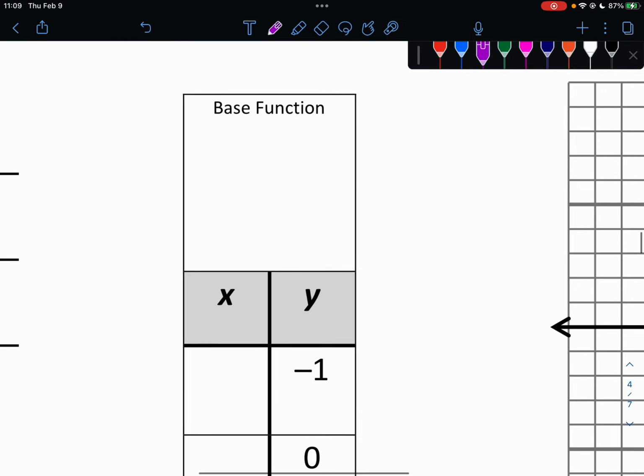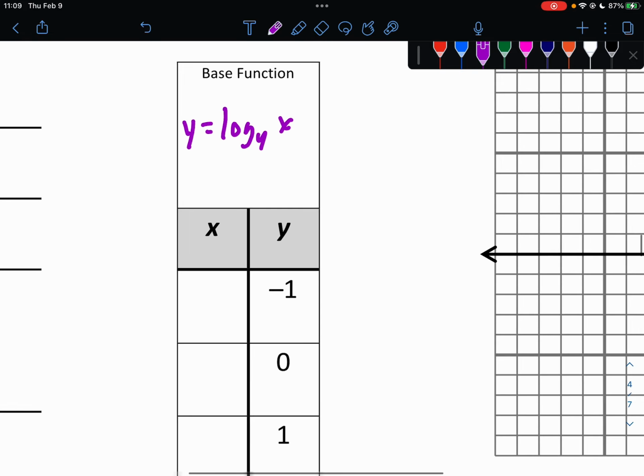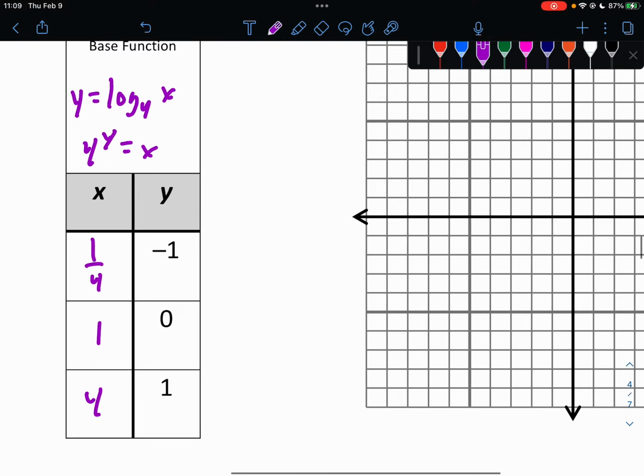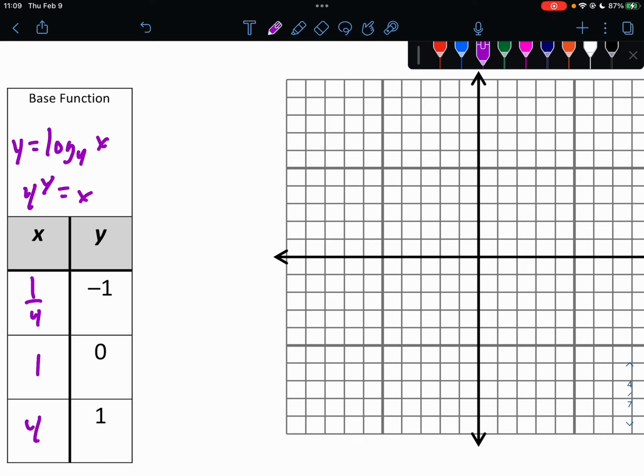Let's start with our base function. Our base function is y equals log base 4 of x. So that would be the same as writing 4 to the y equals x. So 4 to the negative 1, 4 to the 0, 4 to the 1. So let's start by plotting my base function.